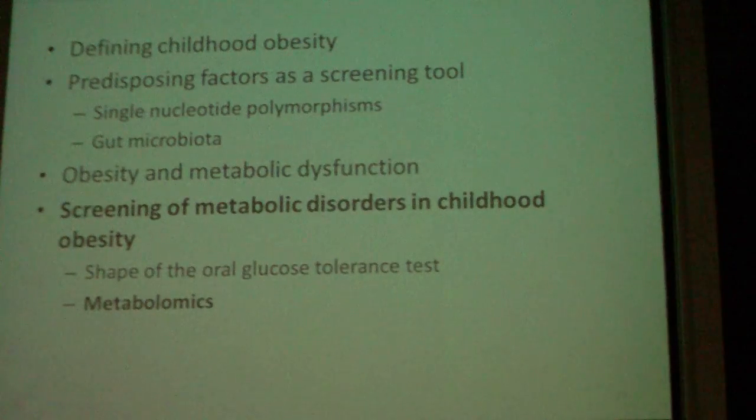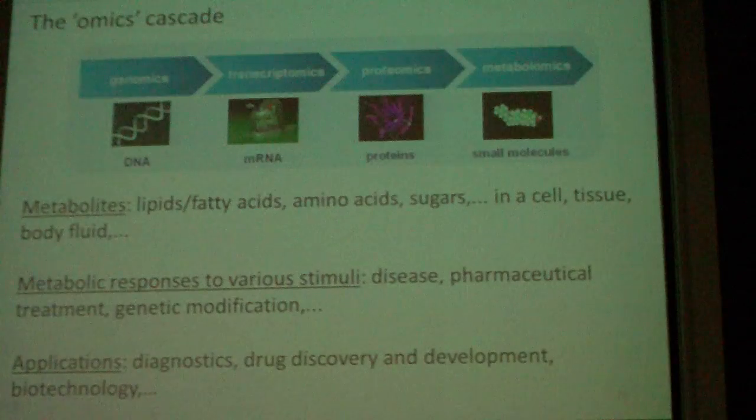So eventually, we could also screen metabolic disorders in childhood obesity with metabolomics. Metabolomics is a new tool in the field. So you see, you have genomics, followed by transcriptomics, you have proteomics, and eventually you have metabolomics. In metabolomics, we study the metabolites. Metabolites like fatty acids, lipids, amino acids, sugars, which are present in cells, in tissue or biofluids like urine, blood, and so on. And we study metabolic responses to various stimuli, so to diseases.